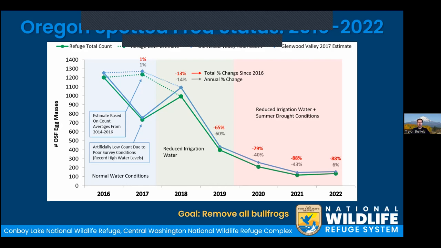And for several years, we're seeing 60 to 40% annual declines. The past egg mass survey season was the first year we stabilized. So we're hopeful that the bullfrog work is stabilizing our spotted frog population.